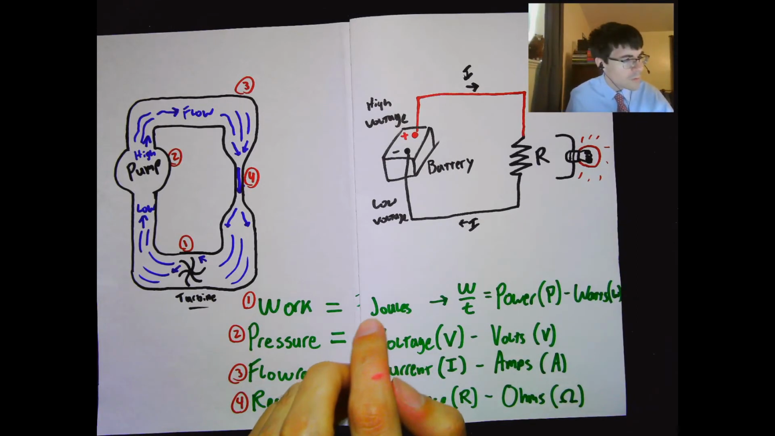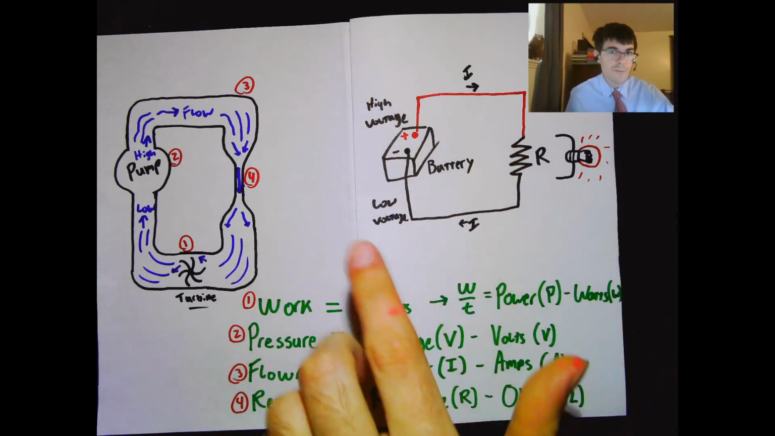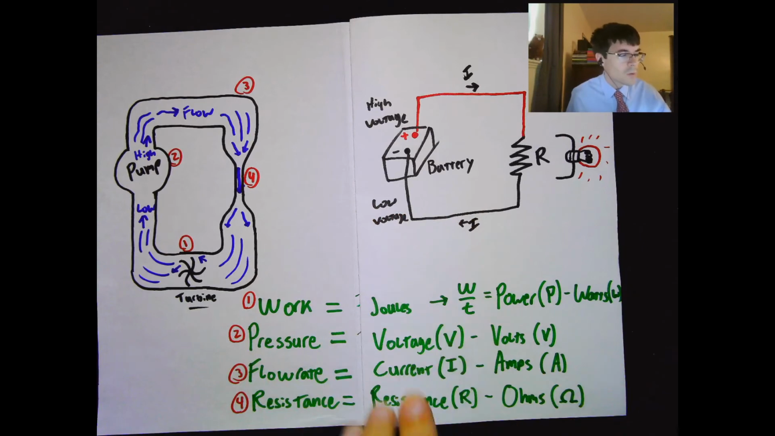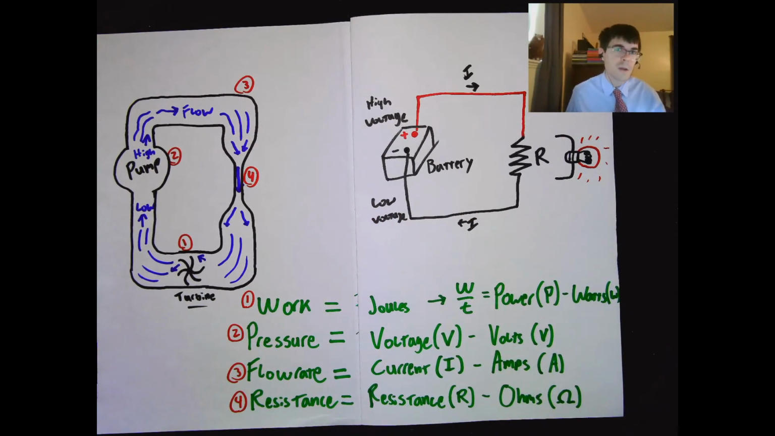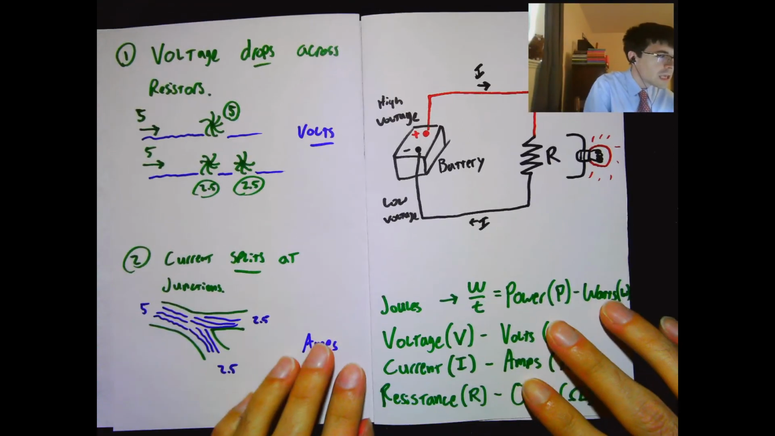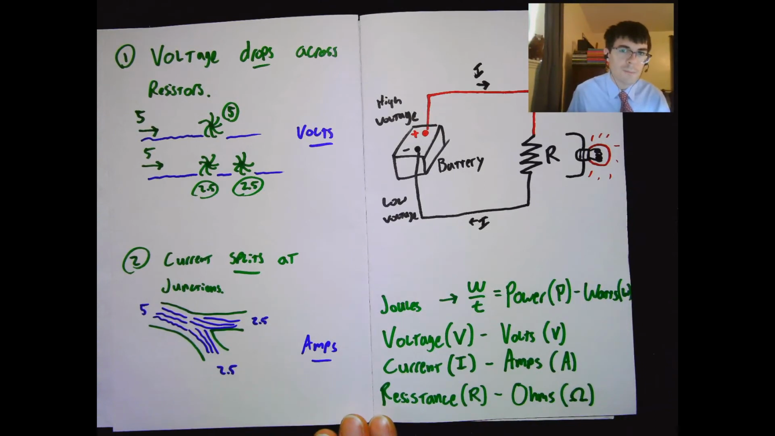So while we're talking about circuits, a very, very simple circuit like this, I want to point out two things that are true in voltage and current, okay, that are, again, very similar to the water analogy. If we bring this over, voltage drops across resistors.